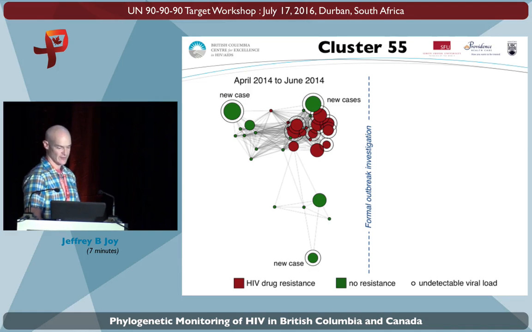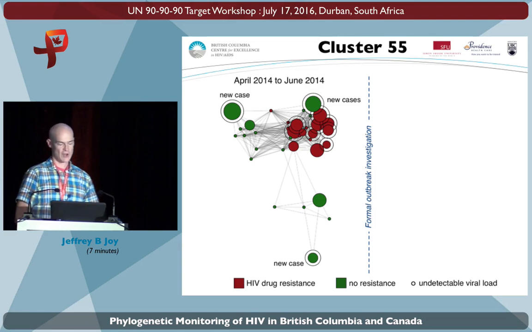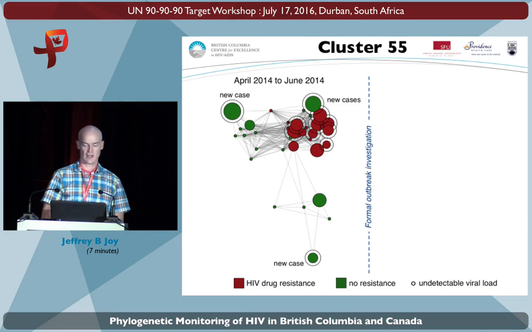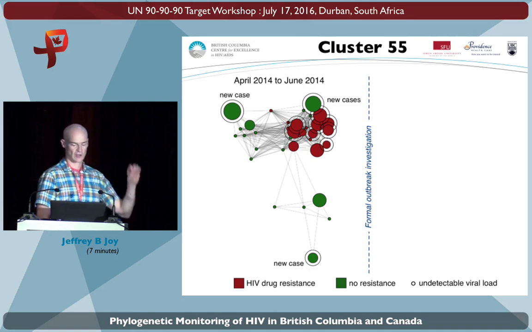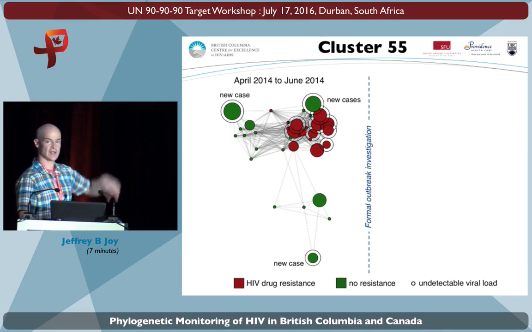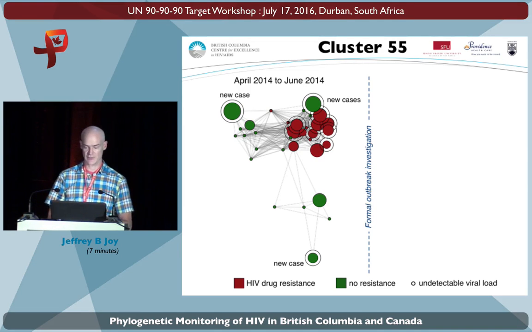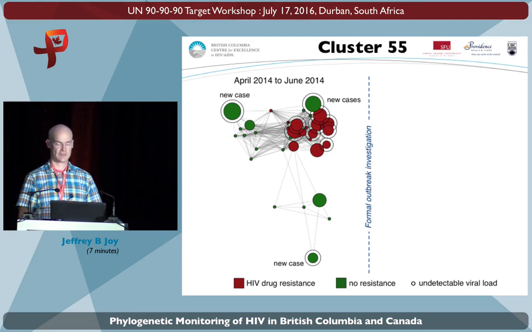We'll call it Cluster 55. So on the panel on the left, we have what we saw between April 2014 and June 2014, and you can see a lot of large circles representing people that have high viral loads. A lot of them have circles around the outside indicating that there are a lot of new cases, and very worryingly, there's a lot of transmitted drug resistance that seems to be showing up there. So the decision was made to do a formal outbreak investigation.